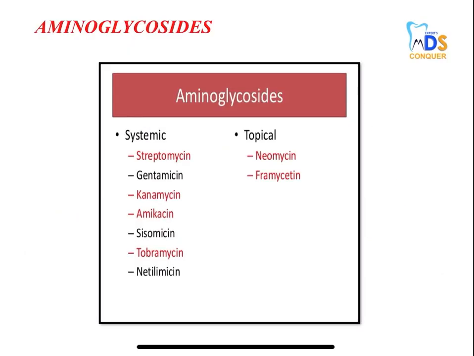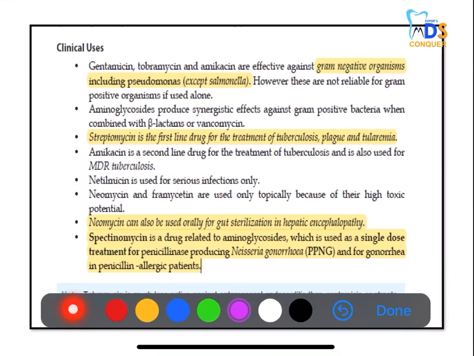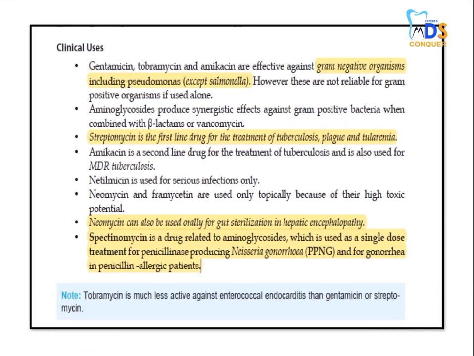Then coming to the aminoglycosides, the ones used systemically and topically are clearly given here. The drugs are again quite important, the lines which I have underlined here, just have a look. Streptomycin, we know, is a first line drug for treatment of tuberculosis, plague and tularemia. Neomycin can be used orally for gut sterilization in hepatic encephalopathy. Where I felt points to be important I have underlined, but do give the rest of the points a look too.